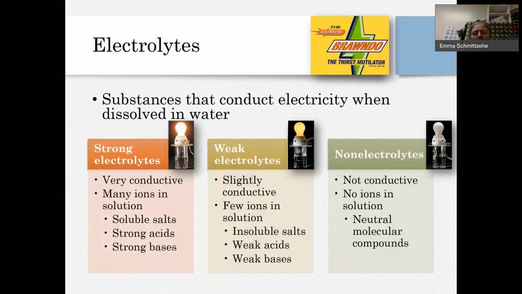So at first, it can be kind of challenging to identify whether this compound is a strong electrolyte, weak electrolyte, or non-electrolyte if you don't know what class of compounds it falls into. But to get started, you should at least be familiar with the basics of: I have a soluble salt or an insoluble salt, or I have a weak acid or a strong acid or a neutral molecular compound. Where does that fall with respect to electrolytes?